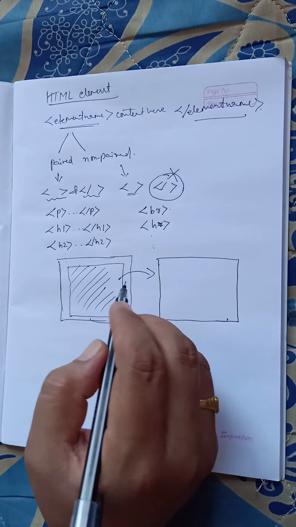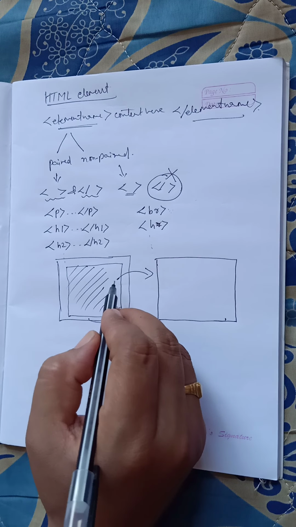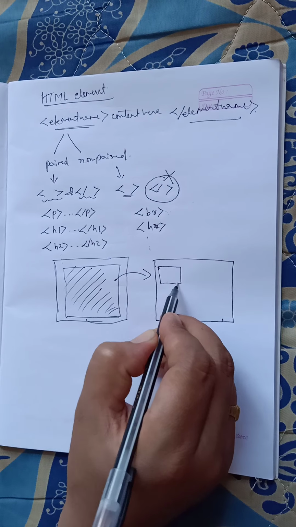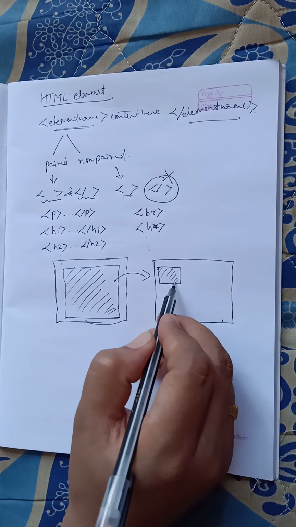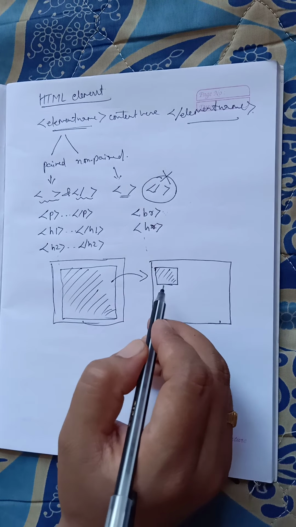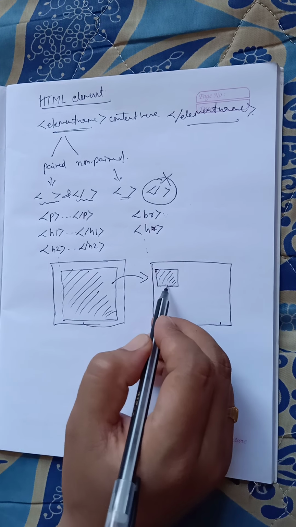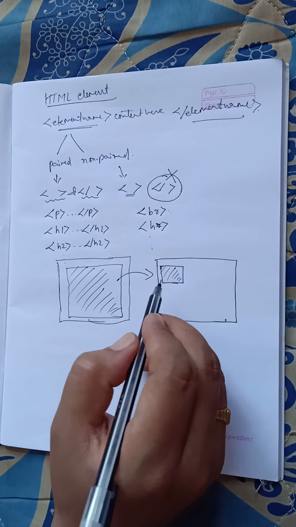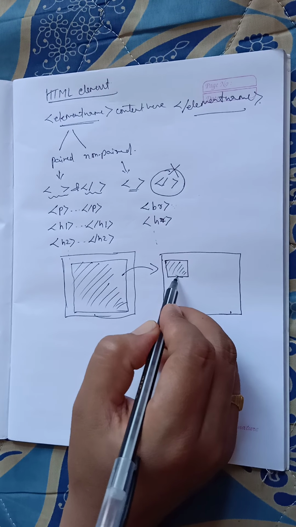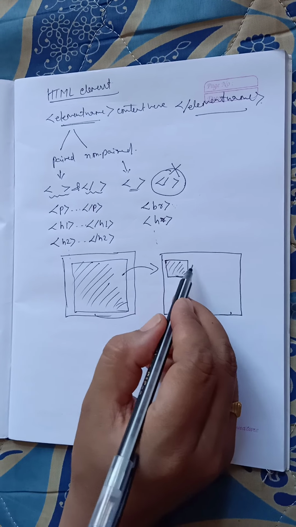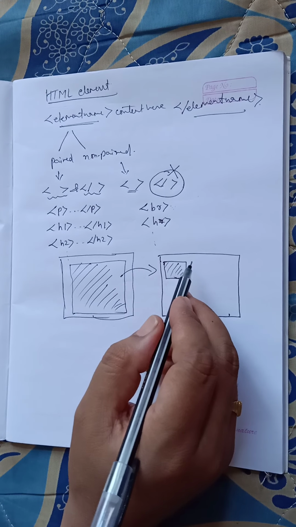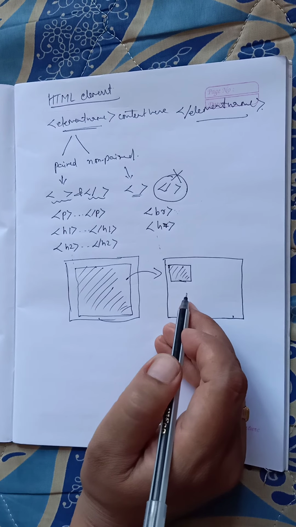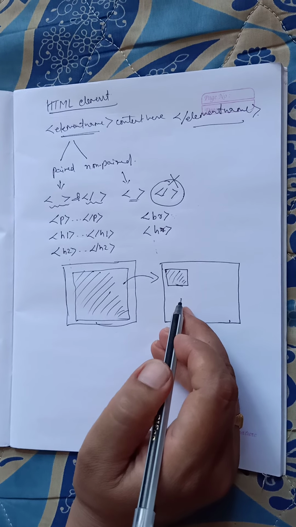So in that case, I would want this image to be displayed here, but in a smaller space. Here, what I can do is mention the height and width of this image, so that it takes less area to display itself. These types of things can be done using an attribute. So what are attributes?